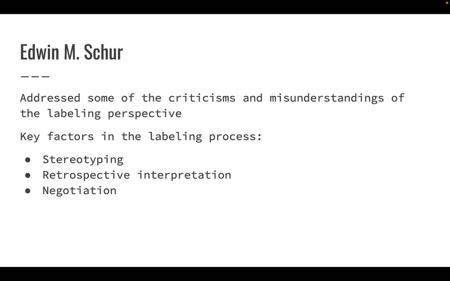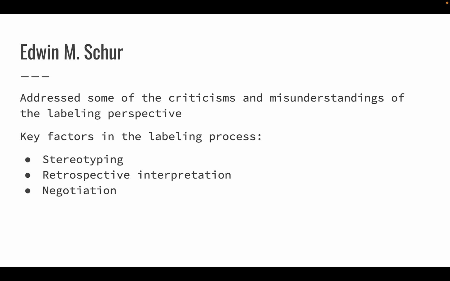Okay, moving on to Schur, another labeling theory theorist, and he's trying to address some of the criticisms and misunderstandings of the labeling perspective. So he noted that some scholars maintain the perspective fails to distinguish adequately between deviance and non-deviance. The labeling perspective really attempts to explain the varieties of deviant experiences rather than just, okay, did this person commit a deviant act or not, or how many times can we count this person doing it?